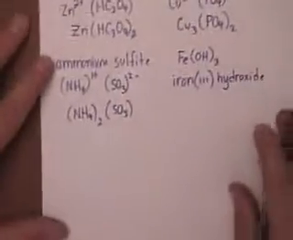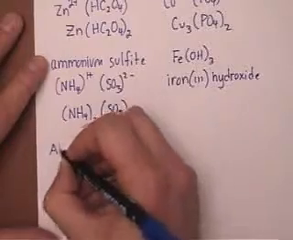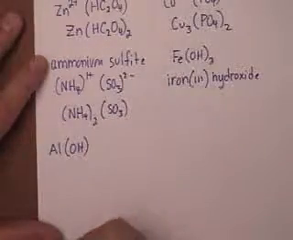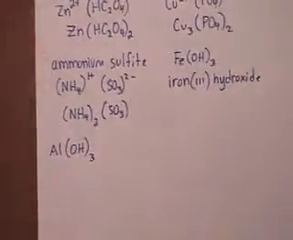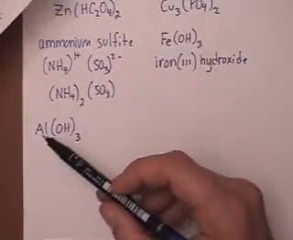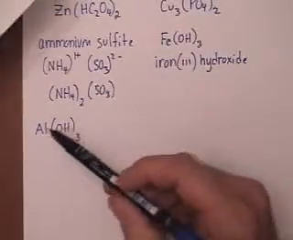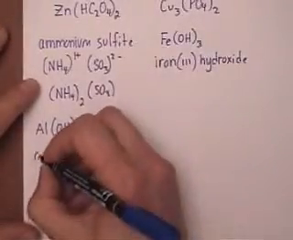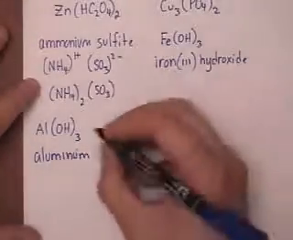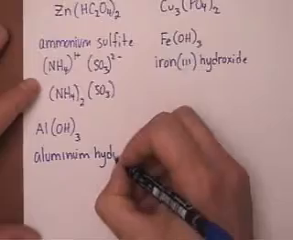Okay, let's try another one. Let's go with Al, and we'll take OH again. OH3. Push pause, see if you can name that. Okay, hopefully you tried it. I'm just going to double check to make sure aluminum 3 isn't a stock number. And there's aluminum 3 plus, but it's not highlighted, so it's not. So that's going to be aluminum. And we already looked this up earlier, it's hydroxide, so it's aluminum hydroxide.